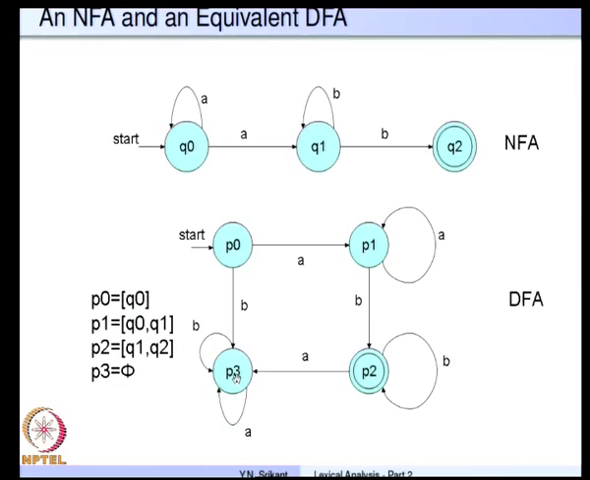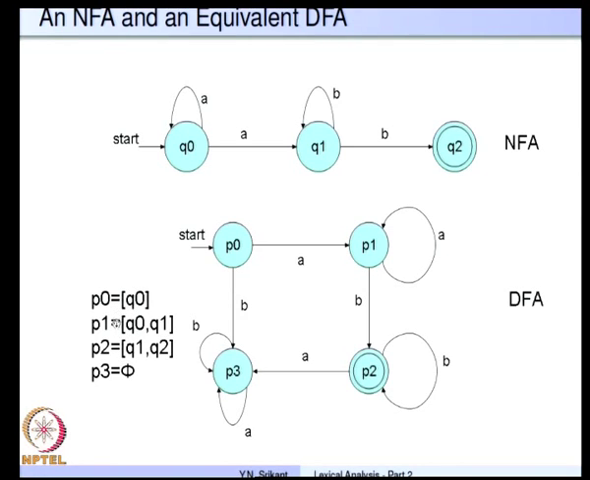So, we mark that as the error state, and every time we make a transition to the phi state, we actually make a transition to P3. So, the P0 to P3 transition will be labeled B. Now we have two states, P0 and P3, and we have covered all the transitions from P0.